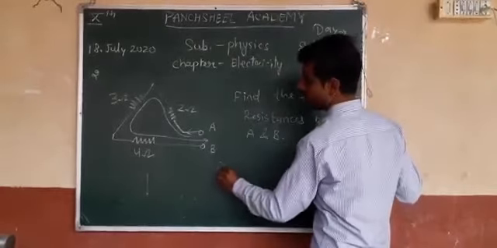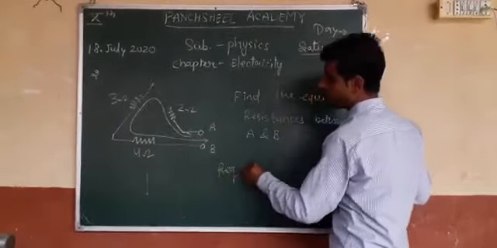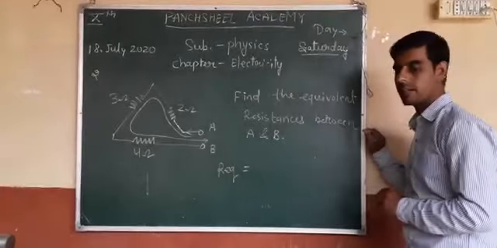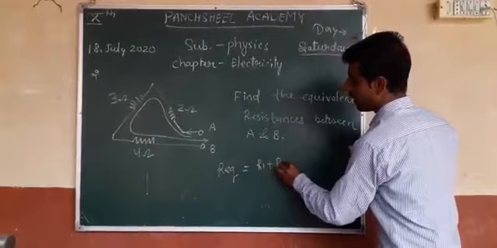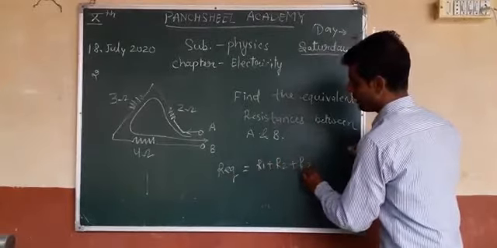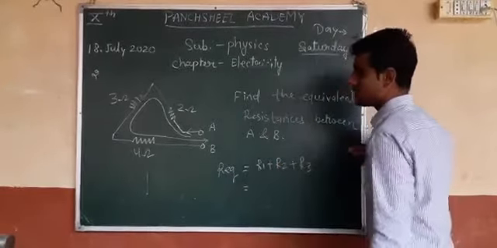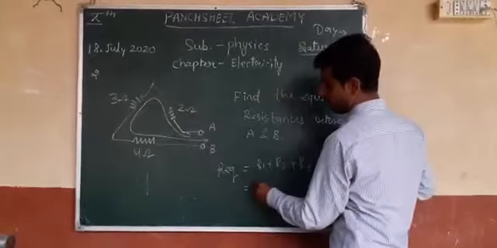And what is the value of the series combination? When 3 resistances are connected in series, then R1 plus R2 plus R3. Okay, what is R1? This is the 2 ohm.